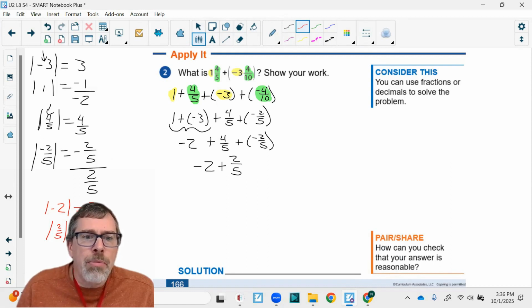Because we can't subtract a fraction from a whole number, I need to actually make this 2 a 1. And this is 5/5. So I borrowed 5/5, which is 1, from the 2. So 2 now becomes 1 and 5/5, which is still 2. And now I can subtract the fractions. 5/5 minus 2/5 is 3/5. And 1 minus 0 is 1. Take the sign of the bigger. So that is negative 1 and 3/5.